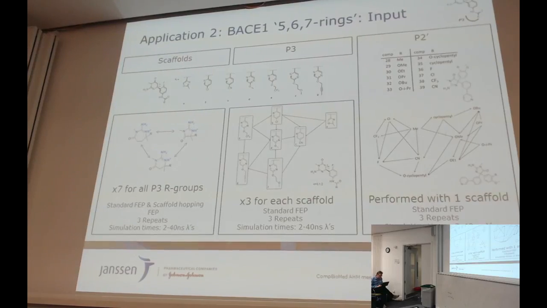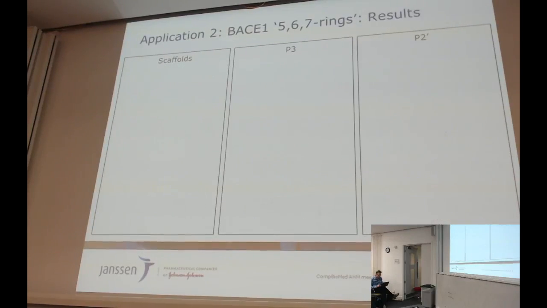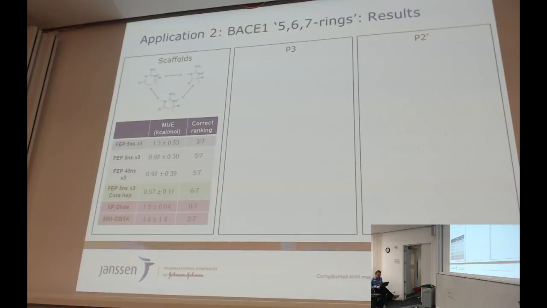And we create the mapper. We run the calculations. We're running standard FEP. We're running three repeats in every case. We're running lambda windows with times between 2 and 40 nanoseconds. What are the results like? This, as you can predict, was pretty difficult.